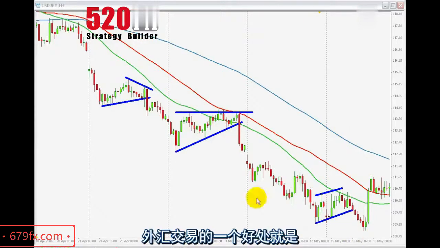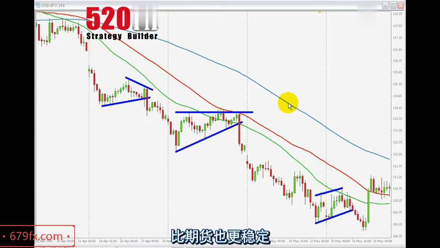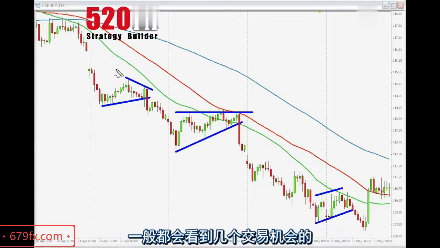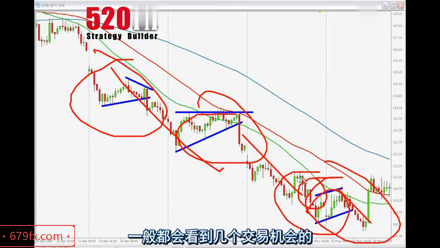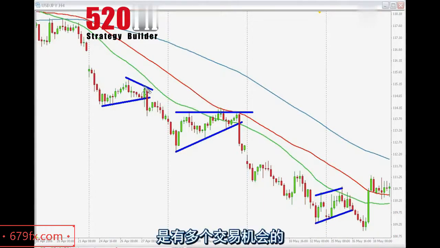One of the beauties of forex is that trends are very solid. They are more solid than in the stock markets. They are more solid than in futures trading. Forex is one of the most trendy markets out there, and when you find a trend, they usually give out a few chances to ride the market for different trading opportunities. It's not just one trade per trend. It's a few of them. That's the point of it.